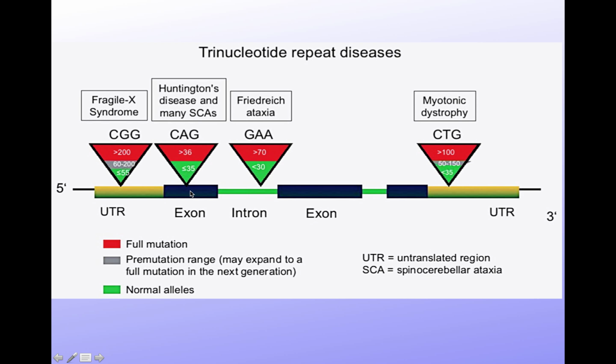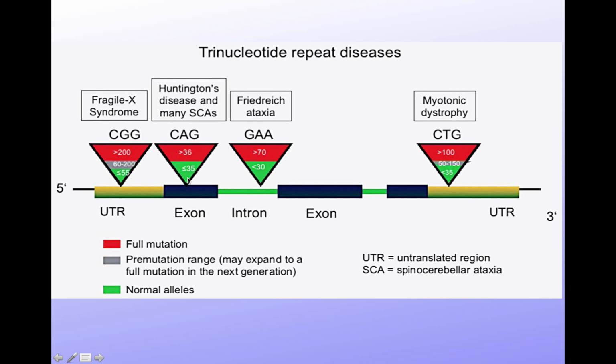If you have less than or equal to 35 repeats, you're going to get different numbers from different sources here, you have a normal allele. If you have greater than 36 repeats, you have the full mutation. Some of these also have what's called pre-mutations.